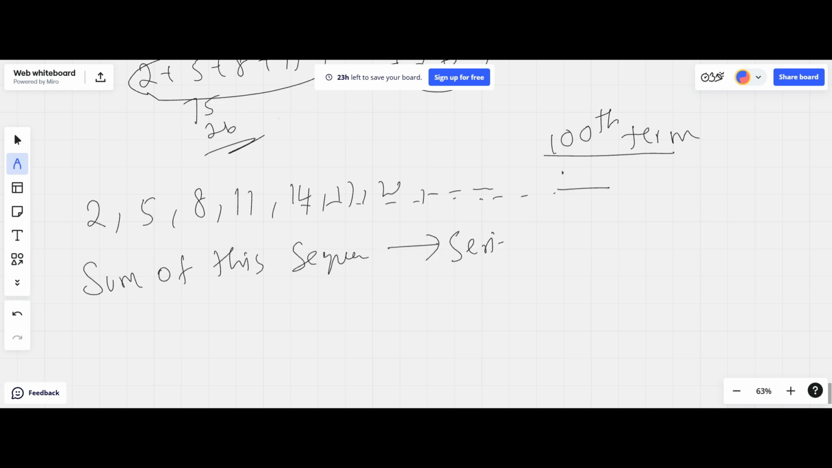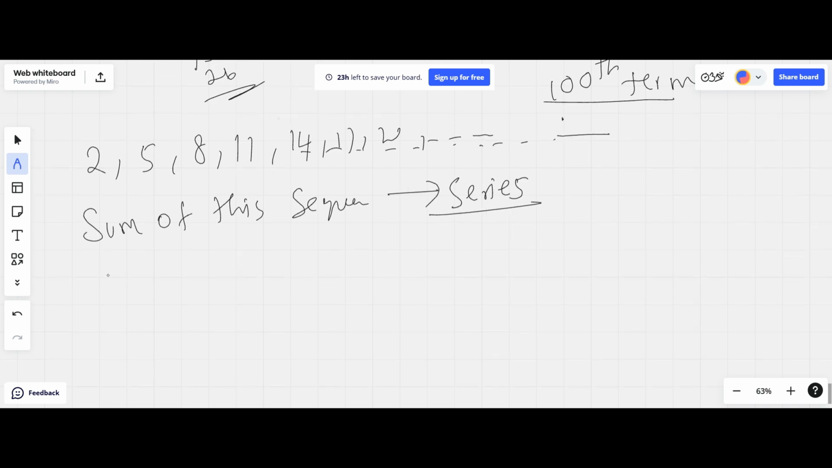Basically, they are talking about the series. Okay, so what are they asking? The sum of this sequence. Now what will you do? You will add one by one.